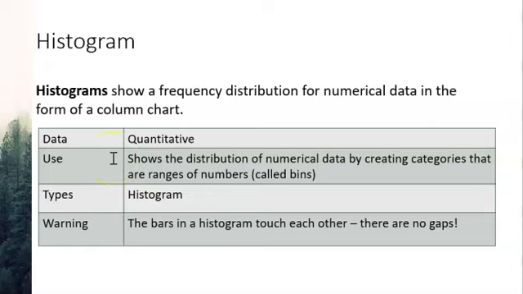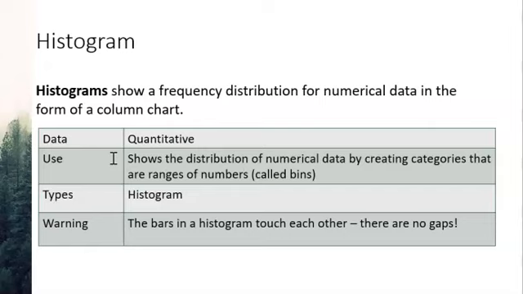Firstly, the histogram. It shows what's called a frequency distribution for numerical data in the form of a column chart. However, it is different than a column chart because it is used for quantitative variables. It will show the distribution of numerical data by creating categories with the numbers that we call bins. So if you imagine creating a histogram for ages, you would have to define the categories you want to put the numbers in. So maybe between 0 to 10 years old, and then from 11 to 20 years old, and so on and so forth. You would then count the number of people that responded that fall into each of those categories, and that would be turned into the height of a bar.